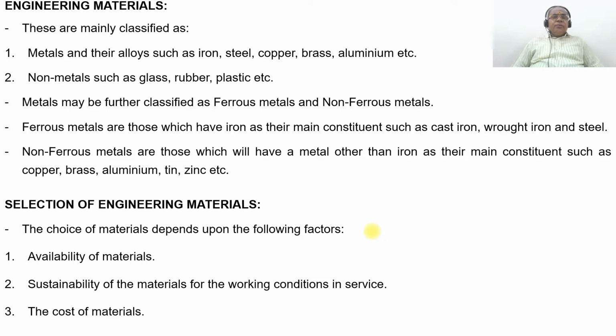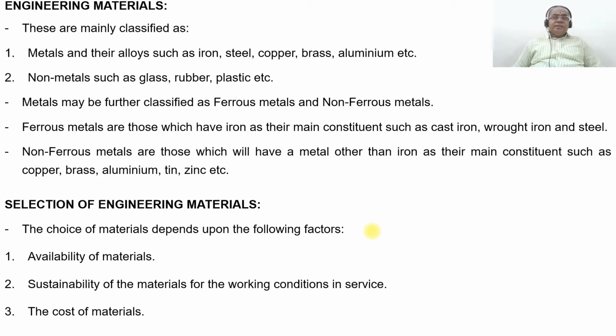So then we need to select the engineering material. How to select the engineering material? What are the factors I need to consider for selection of engineering materials when I want to design? The first and foremost point is the availability of material. That means the material should be available readily in the market.